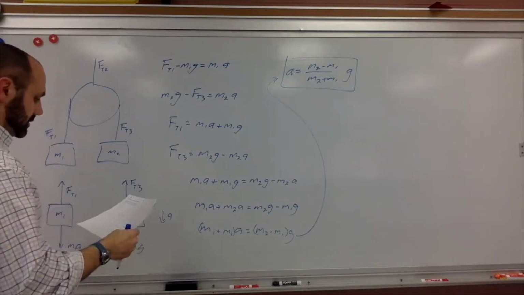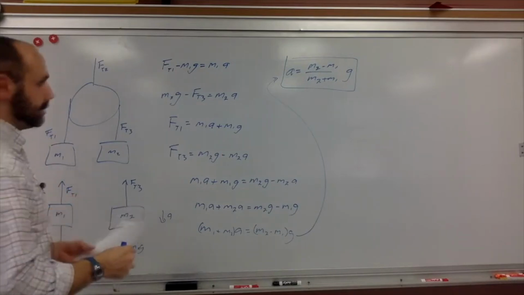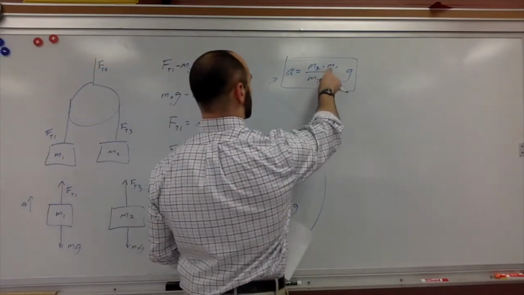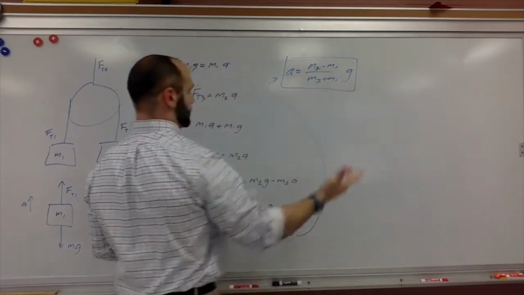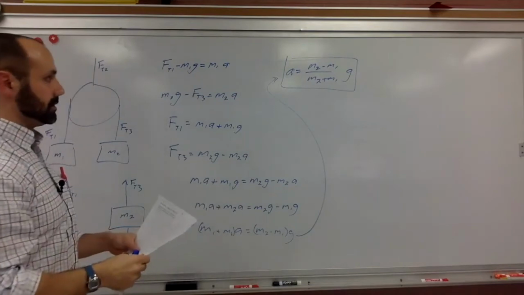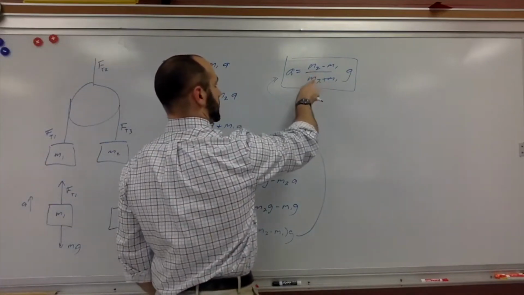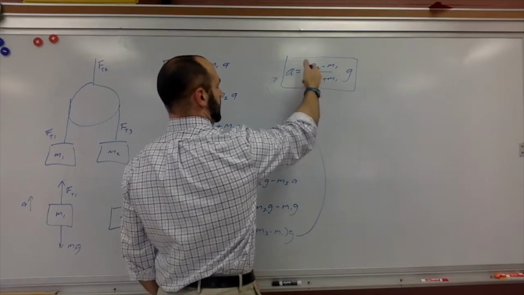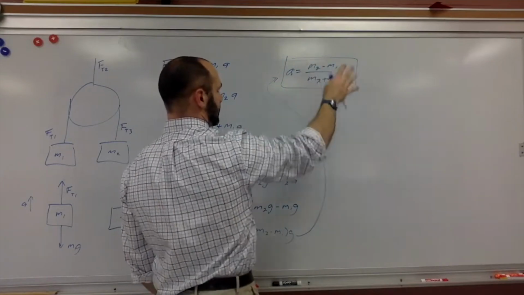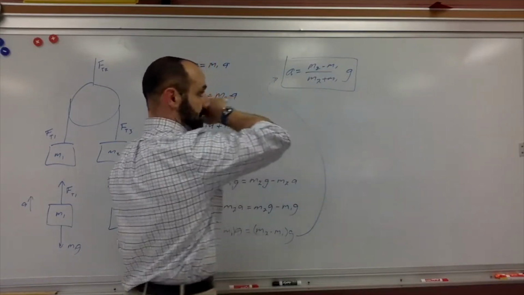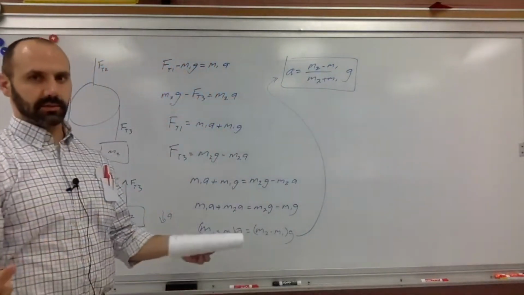So now the what ifs. What if m1 is equal to m2? Well, if m1 equals m2, then the acceleration is 0. And what if m2 is much, much greater than m1? If m2 is much, much greater than m1, then this basically becomes m2 over m2. We ignore the m1, and the acceleration is just equal to g. You have basically an object in free fall.